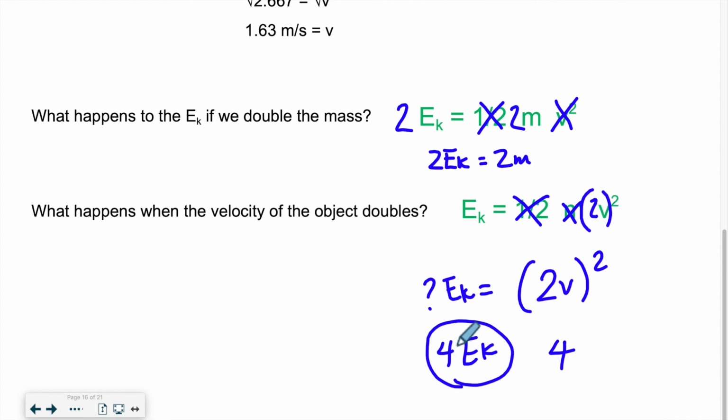2 squared is 4. So these are your typical problems for kinetic energy. It is not more complicated than that. And if you have questions, you know what to do.